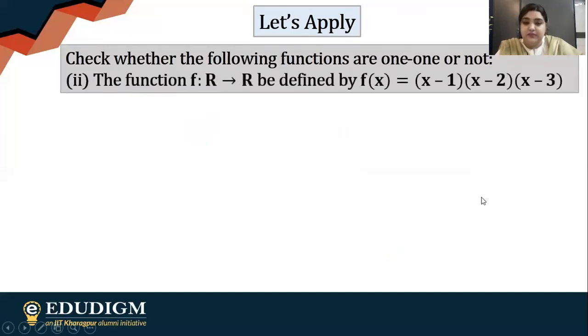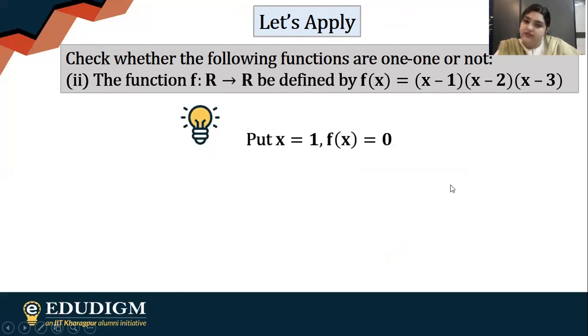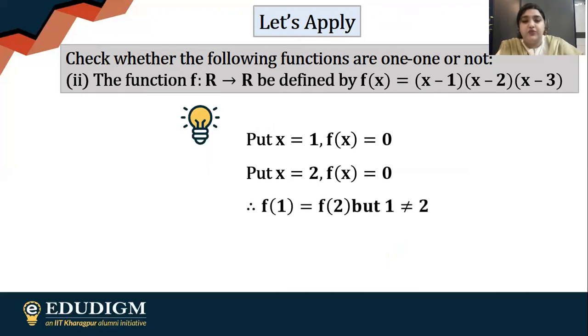Let's take another example. We have taken f from R to R defined by f(x) = (x − 1)(x − 2)(x − 3). The problem is, if you put x = 1, the output will be 0. And if you put x = 2, the output will be 0 as well. So you can actually have two equal outputs even if the original inputs were not equal. So definitely it's not going to be one-one.